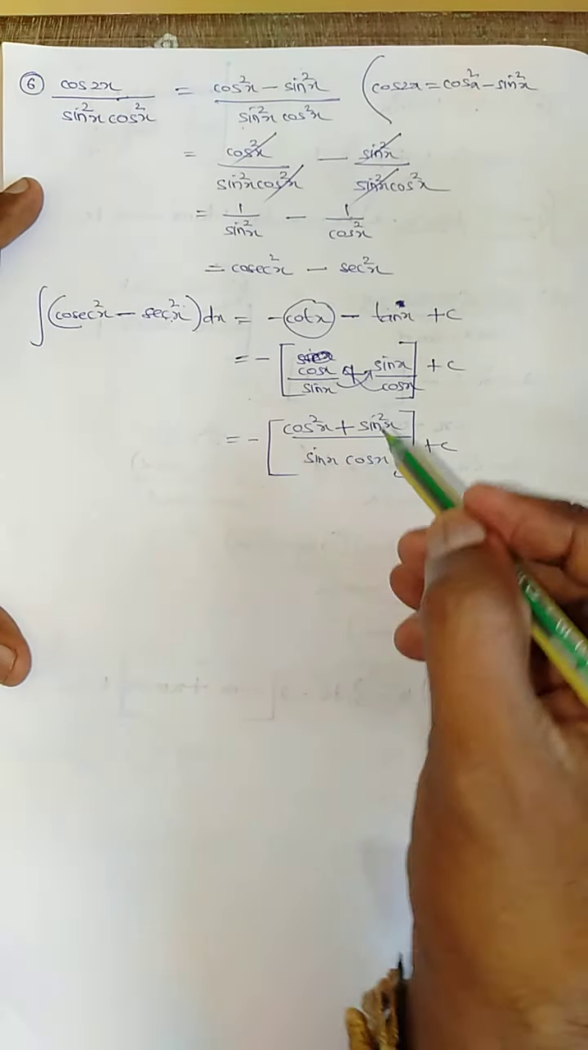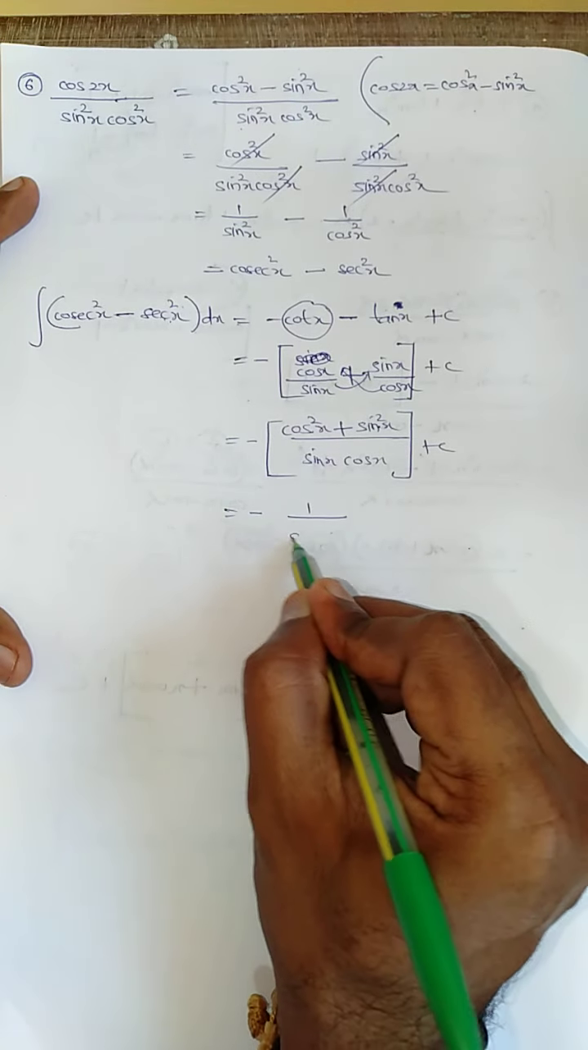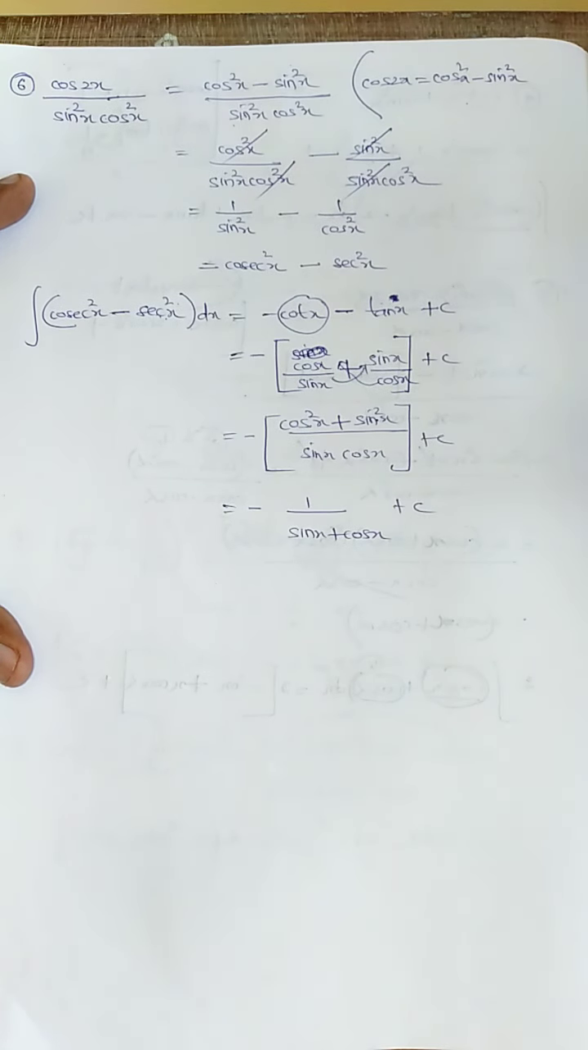We know the formula: cos square x plus sin square x is nothing but 1. So minus 1 divided by sin x cos x plus c.